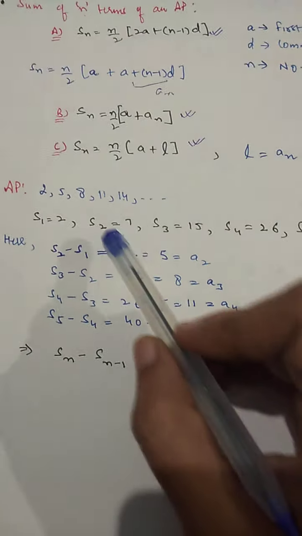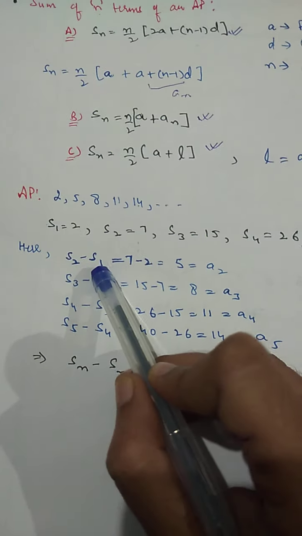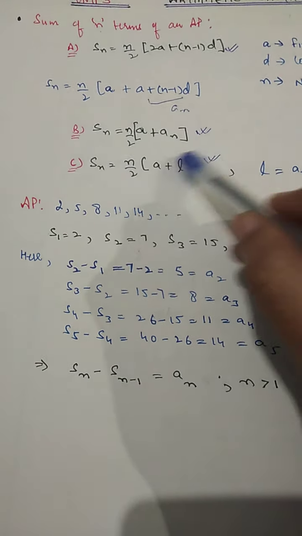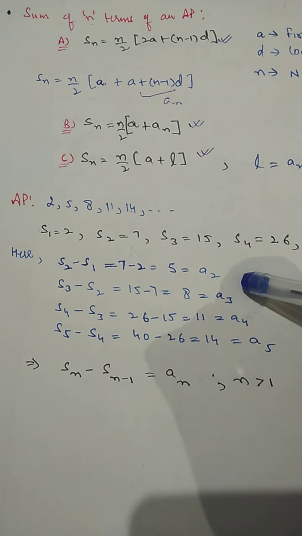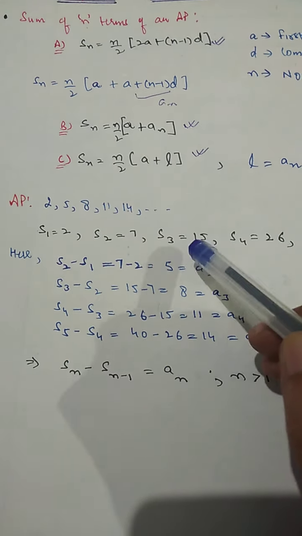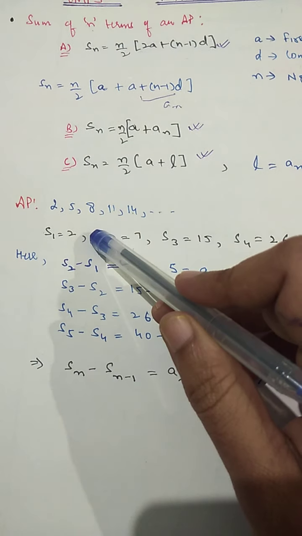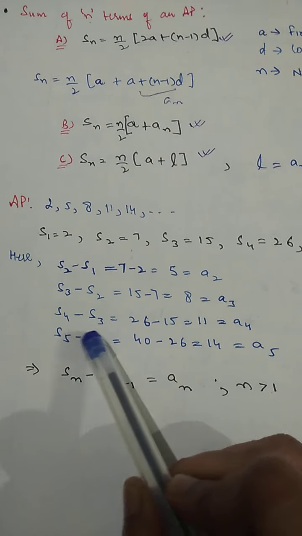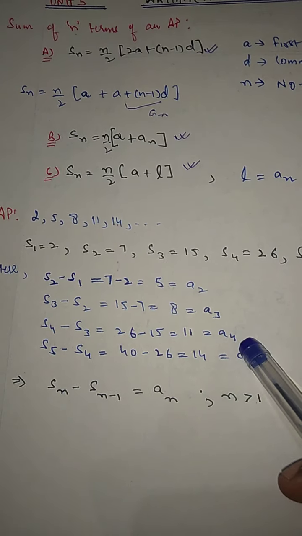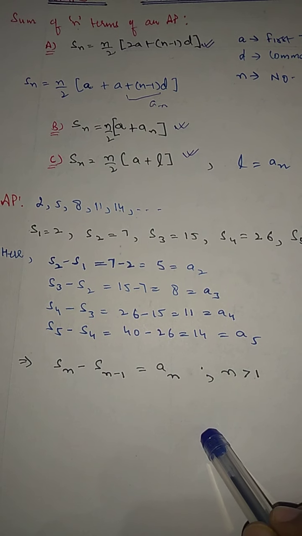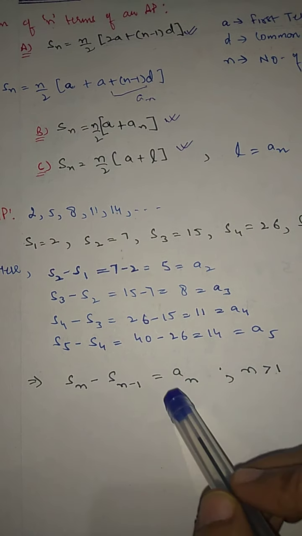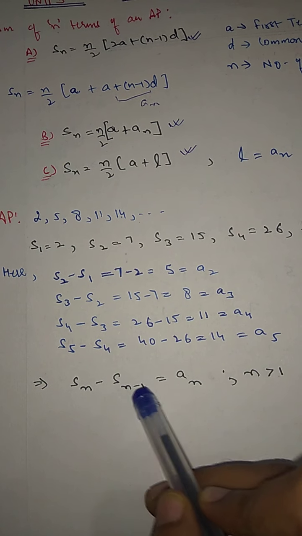So if we subtract S1 from S2, that is S2 minus S1, it gives 7 minus 2, which is 5, and 5 is our second term of the AP. Again, if we subtract S2 from S3, that is S3 minus S2, we get 15 minus 7, which is 8, the third term of the AP. In the same way, S4 minus S3 gives us 26 minus 15, which is equal to 11, the fourth term of the AP. So from here we reach a formula which gives us an as Sn minus Sn minus 1.